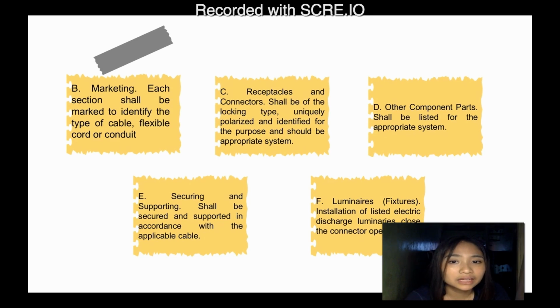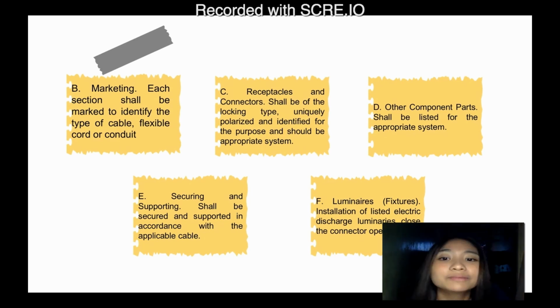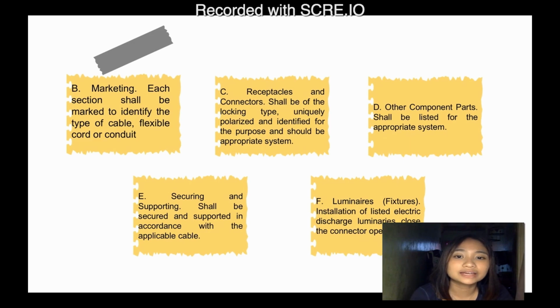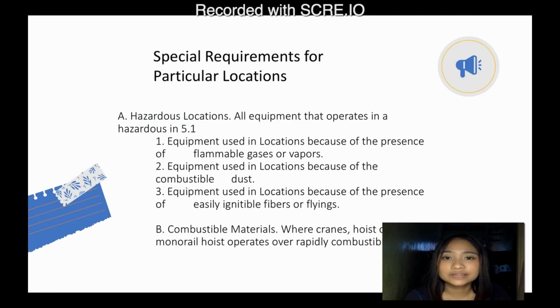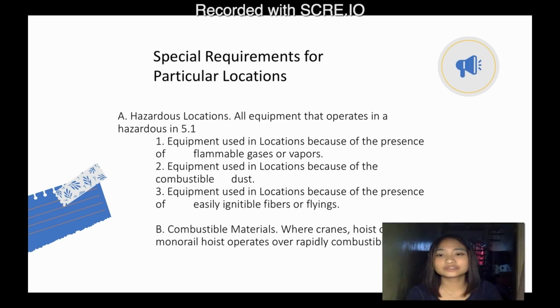Letter C, receptacles and connectors shall be of the locking type, uniquely polarized and identified for the purpose and the appropriate system. Letter D, other component parts shall be listed for the appropriate system. Letter E, securing and supporting shall be in accordance with the applicable cable. Luminaires, installation of listed electric discharge luminaires close the connector openings. So, the special requirements for particular locations.